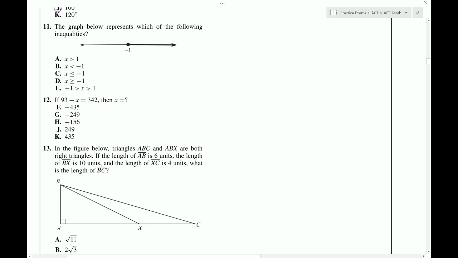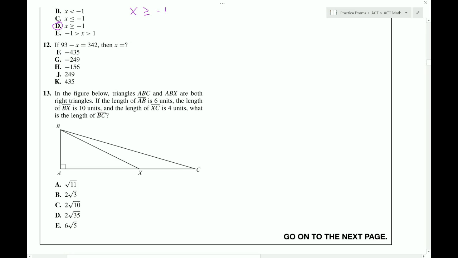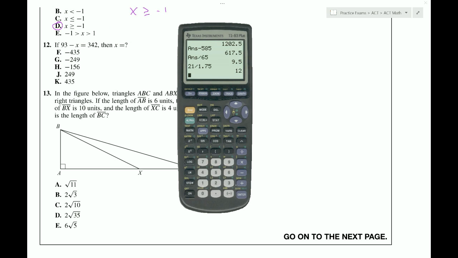The graph below represents which of the following inequalities? This would be x is greater than or equal to -1. Alright, so from here, just grab the calculator, do 342, subtract 93, so that'll give you -x, and then just negate both sides, you get -249.